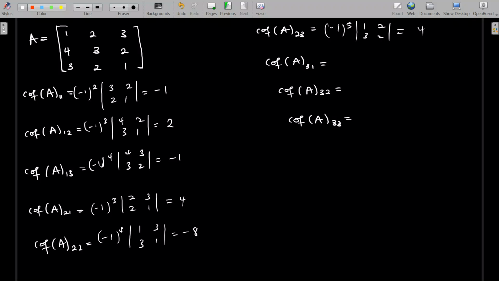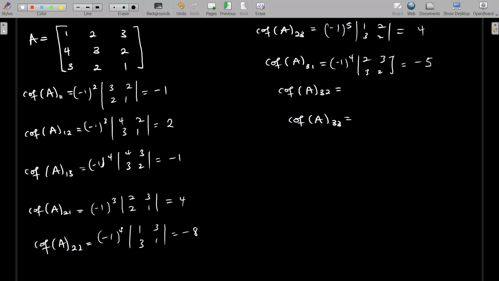Then I have 3 1, so cancel row 3 and column 1. You cancel that, and the matrix that will be left is 2 3 3 2. Okay, you have negative 1 to the power 4 times the determinant of 2 3 3 2, and this is 2 times 2, which is 4, minus 9, which is negative 5, right? Because negative 1 to the 4th power is 1.